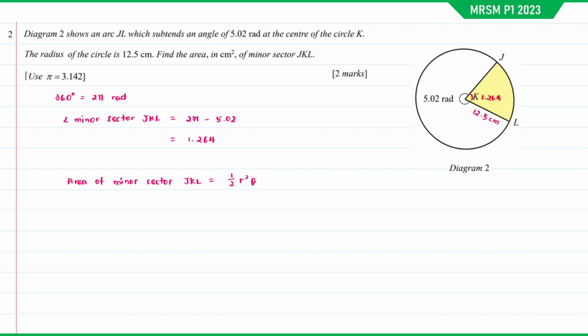Then to find the area of the minor sector JKL, we're going to use the formula 1 over 2 r squared theta. So this is equal to 1 over 2 times 12.5 squared times 1.264, which is equal to 98.75.